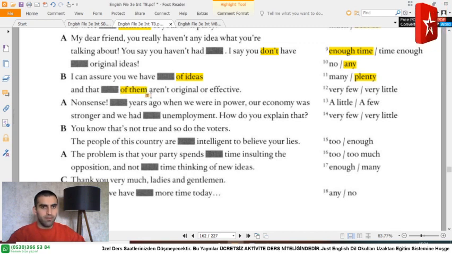And that very few or very little of them. It means we have a lot. It means something is plural, something is countable. Very few or very little. Which one is correct?